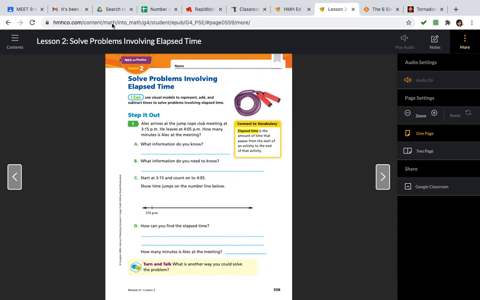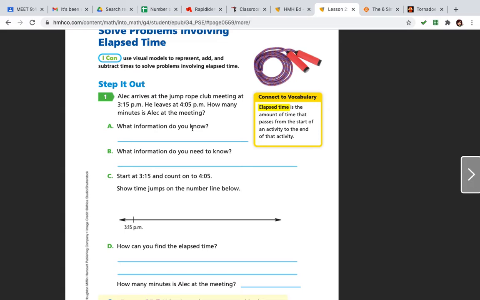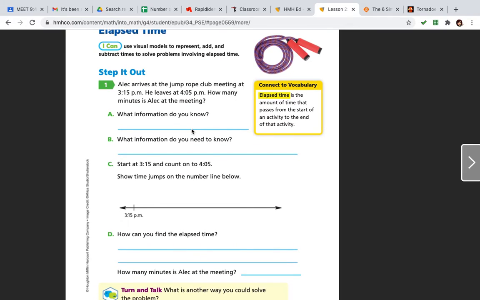21, lesson 2, so we're almost finished to the end of the book. So today we're going to solve problems involving elapsed time. Elapsed time just means time that passes, okay? Today you're going to use visual models to represent, add, and subtract times to solve problems involving elapsed time. Let's read the definition of elapsed time. Elapsed time is the amount of time that passes from the start of an activity to the end of the activity.